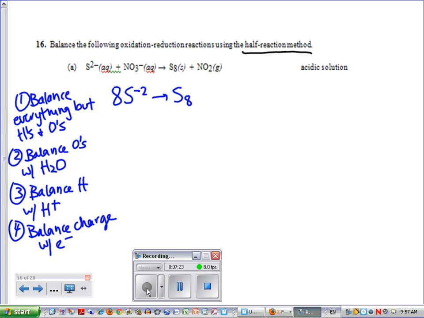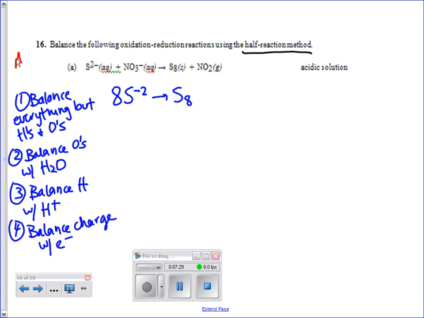So there is a way that you can remember this using a little saying. Angry orangutans hate cheerful elephants. Balance all elements but oxygens and hydrogens. Balance oxygens using water. Balance hydrogens using H+. Balance charge with electrons. All right? If you want to do that.